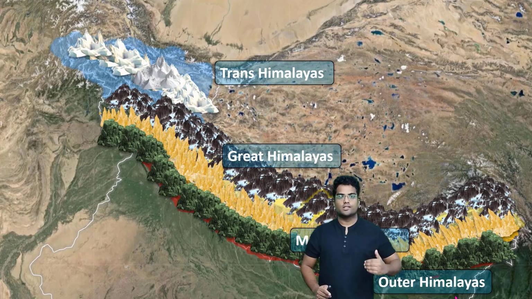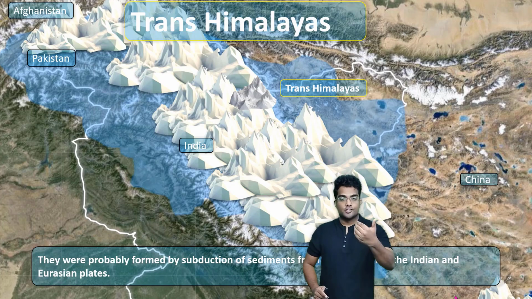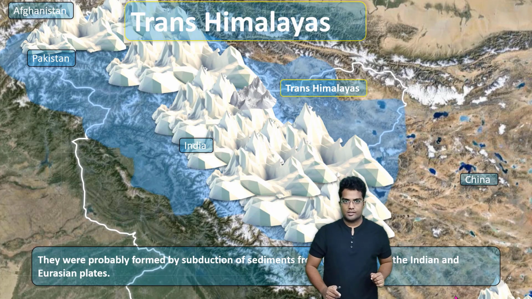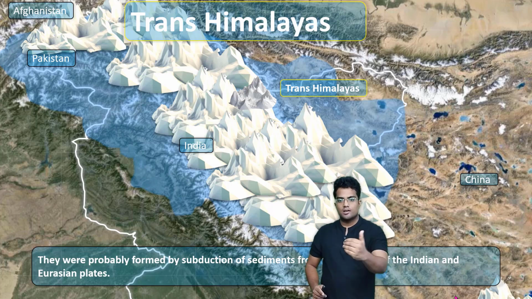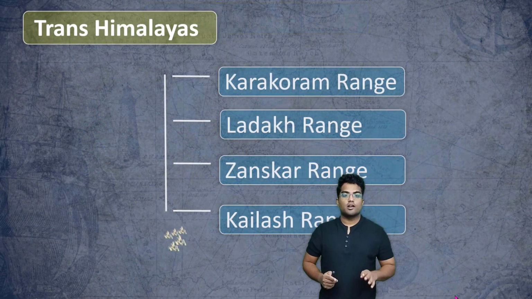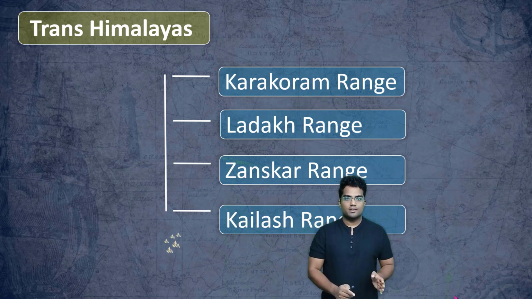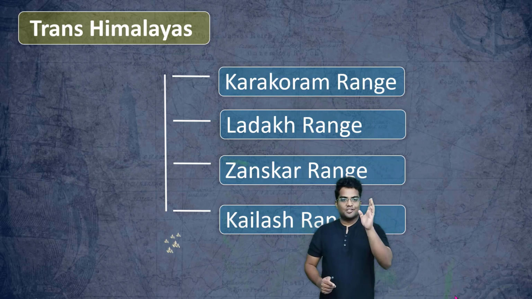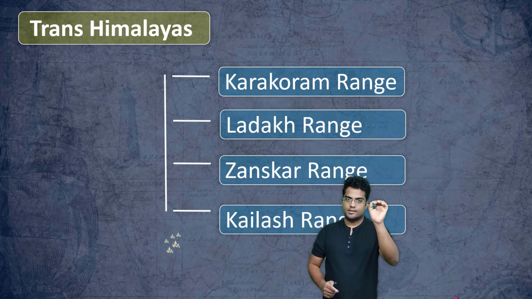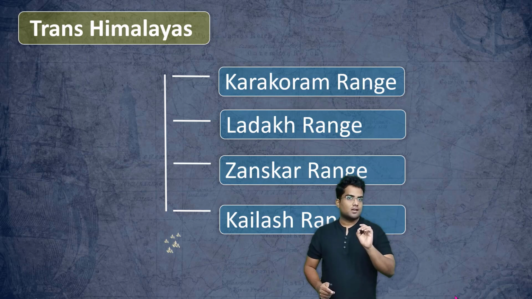Since we have the discussion on the Trans-Himalayas, this is the Trans-Himalayas. We already know that the Trans-Himalayas goes from Afghanistan to parts of China, India, and Pakistan. Now you should know that the Trans-Himalayas is itself divided into 4 parts. This is a bit confusing, which is why I keep repeating this part so that it gets stuck in your head. The Trans-Himalayas is divided into 4 parts: the Karakoram range, the Ladakh range, the Zaskar range, and the 4th, the Kailash range.